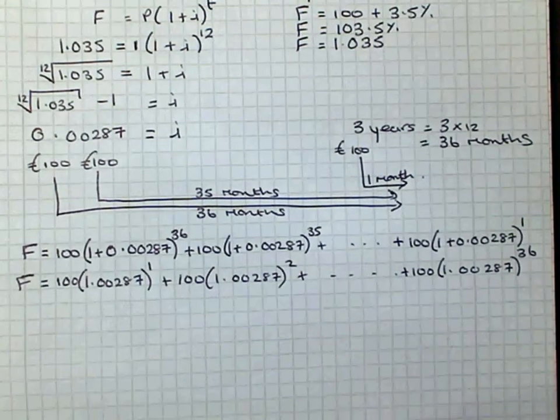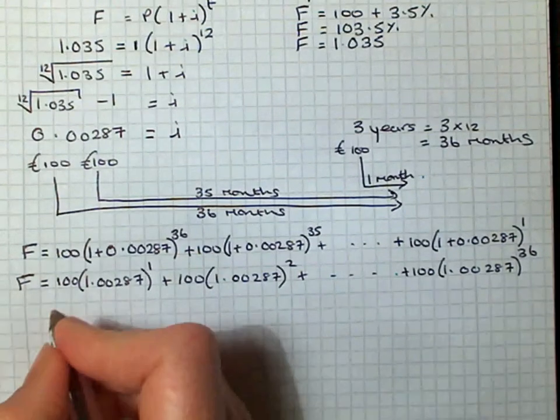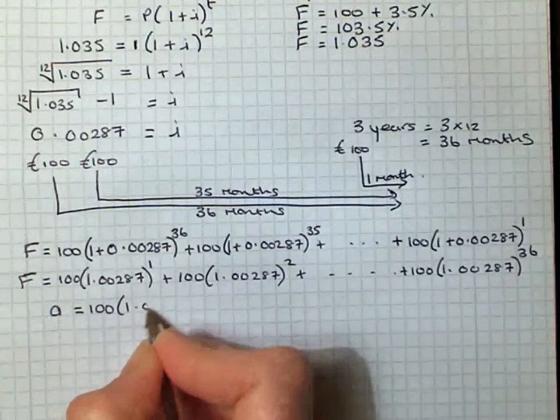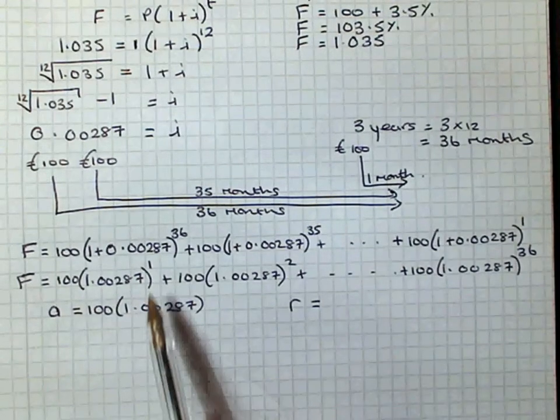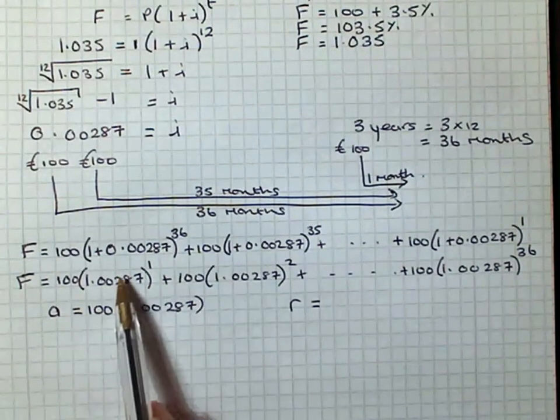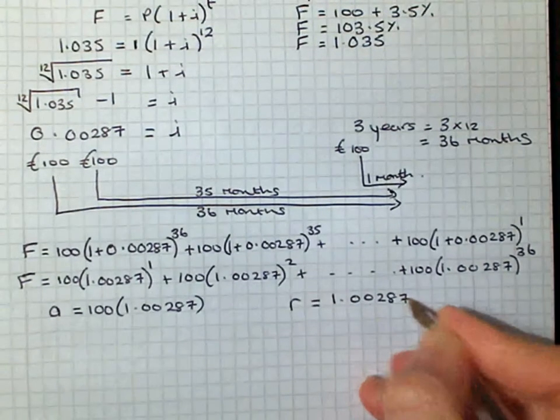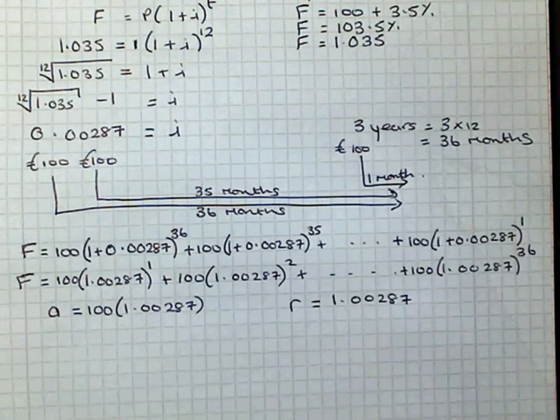Okay, so this is a geometric sequence, or series. We can see that our first term A is 100 by 1.00287, and we can see that our common ratio, each term is separated by multiplying by 1.00287, so that's our common ratio. The question asked us, how much will our investment be worth at the end of the 3 years? So we'll be able to find the sum of all the 36 terms.